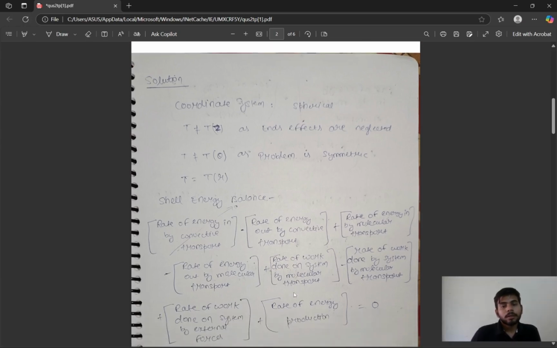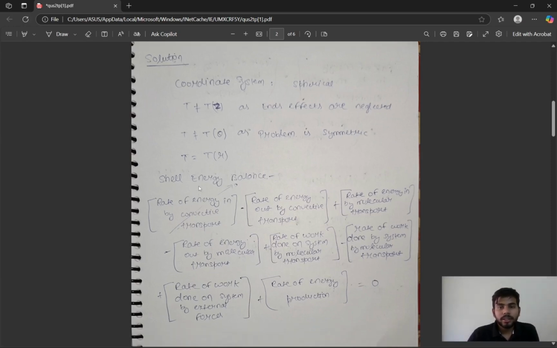Going forward for the solution, we have chosen the coordinate system as cylindrical. As we know, there are three directions in the cylindrical coordinate system: r, theta, and z. If we talk about the theta direction, our problem is symmetrical in theta, so temperature will not change in theta. T is not a function of theta. If we talk about z, if end effects are neglected, then temperature will not vary in the z direction. So T is not a function of z, and T will vary only in r, as heat is generated inside the fission nucleus. That heat will be conducted outwards in the radial direction.